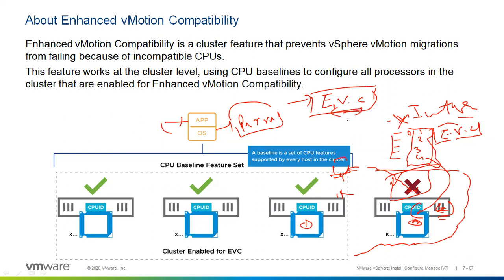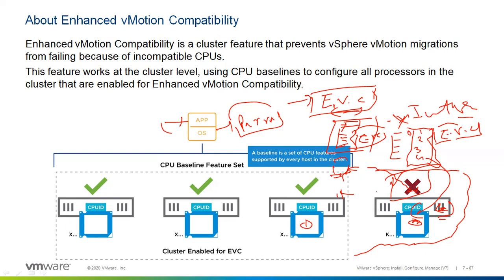When we enable the Enhanced vMotion Compatibility feature, there is a list of CPUs. Under this list, these are the CPU families which can be part of EVC. All right. So under that family, we can enable EVC and we can make a host compatible from incompatible for the vMotion function. All right.